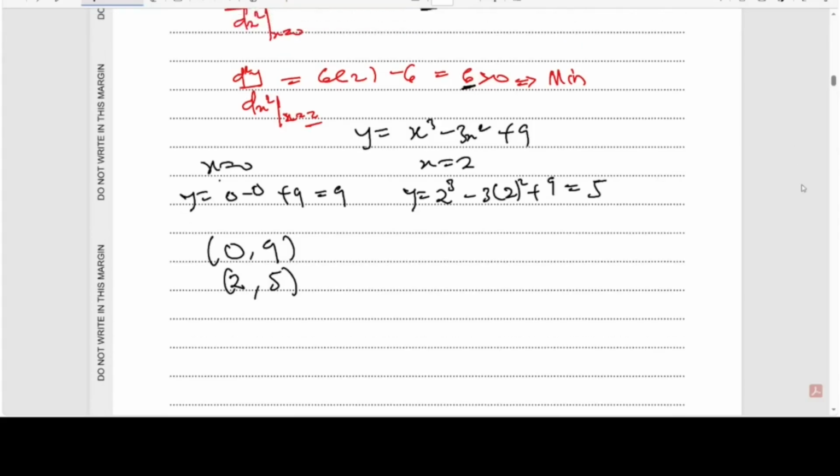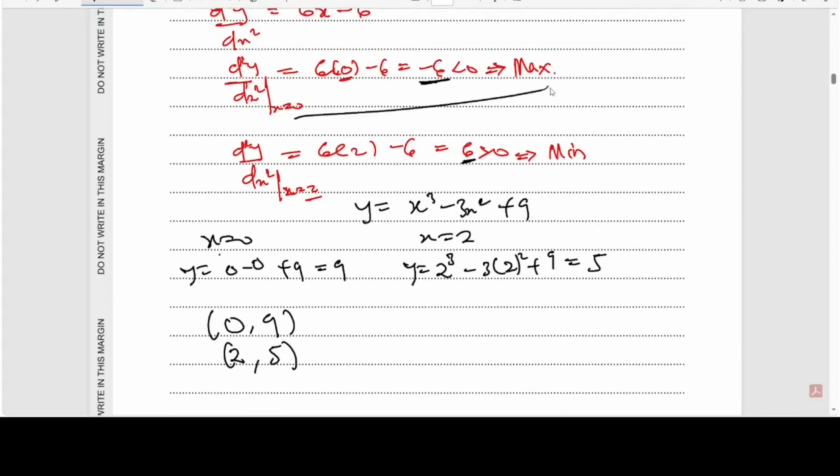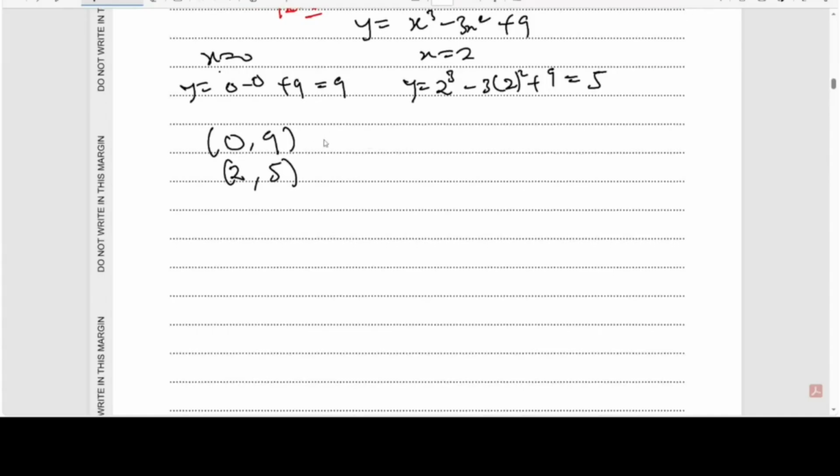And we've already said that at x equal to 0, the curve attains a maximum, and at x equal to 2, the curve attains a minimum. So we just have to state them over here. This is a maximum point on the curve, and this is a minimum point on the curve for question 1.